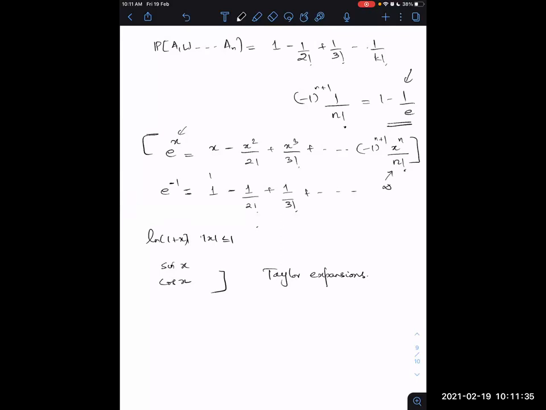So I will clarify the Taylor expansion of e to the x in the Google Classroom. Please do check the formula for e to the x and then try to substitute e to the minus 1 or e to the 1 and try to figure out how this is 1 minus 1 over e. Okay. So that's all I wanted to say for today.